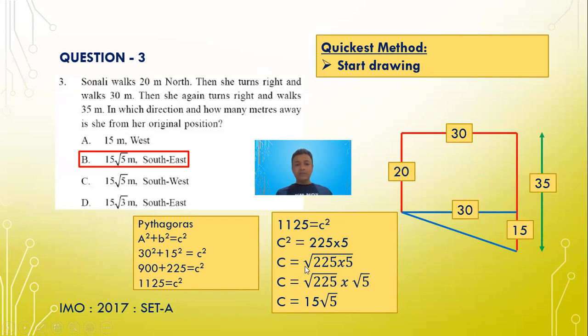So what is c then? c is square root of 225 into 5. What is the square root of 225? Square root of 225 is 15. The square root of 225 into 5 is square root of 225 into square root of 5, and square root of 225 is 15. So 15 into square root of 5. So the distance is 15 into square root of 5. And what is the direction? The start point is here and she is facing this direction. It will be southeast. Facing southeast.